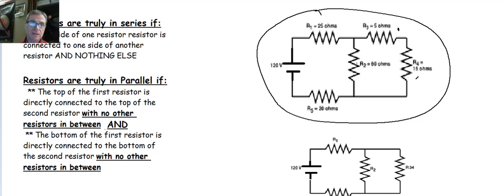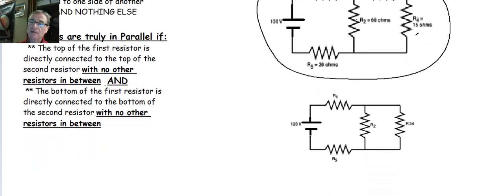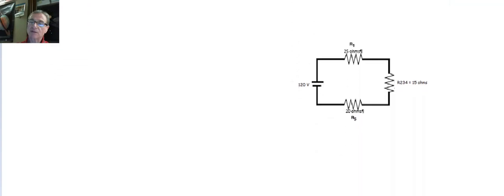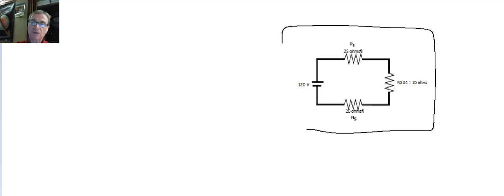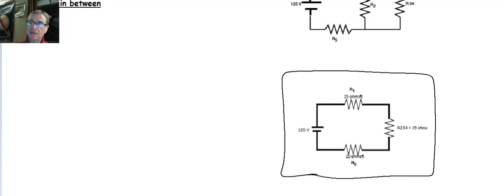How do we analyze this? Well, what we really need to do in order to analyze a combination circuit is to take the circuit and simplify, simplify, simplify, until what we have is a totally simplified circuit that looks like this one here. It looks like just a plain old series circuit. That's ultimately what we're looking for. But the key is in getting there.